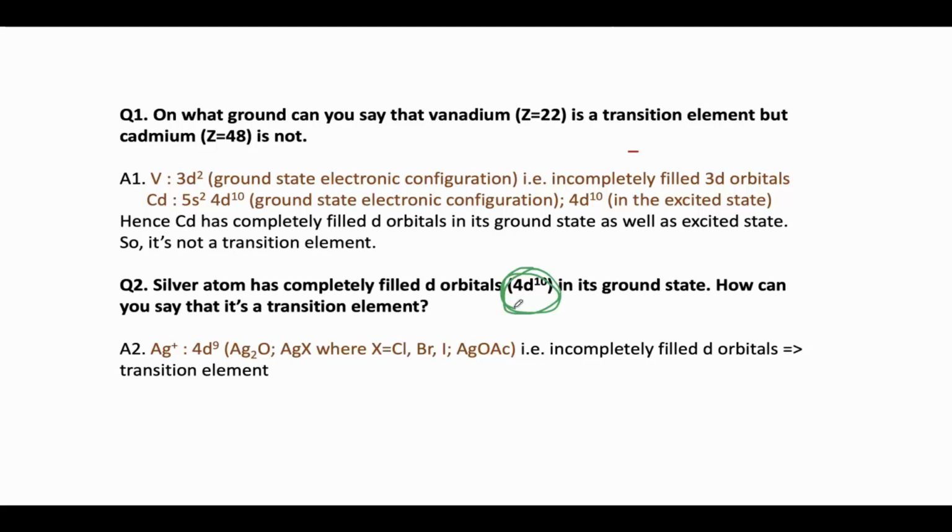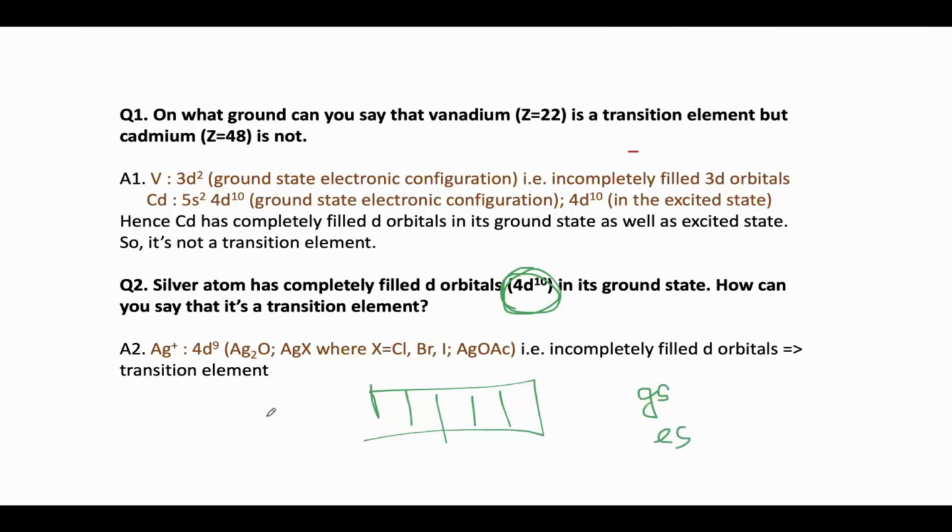Before answering this question, I suggest you concentrate on the definition of a transition element. A transition element is one which has a vacant or incompletely filled d orbital. Any of the orbitals will be vacant either in its ground state, denoted by the GS term, or in the excited state.